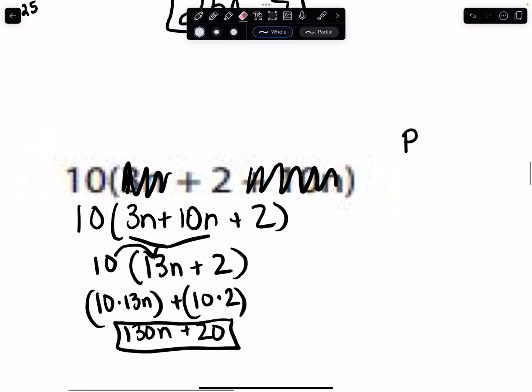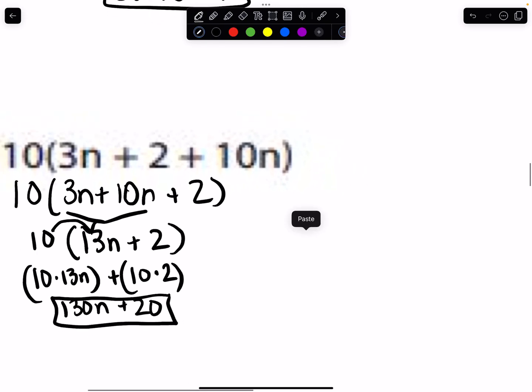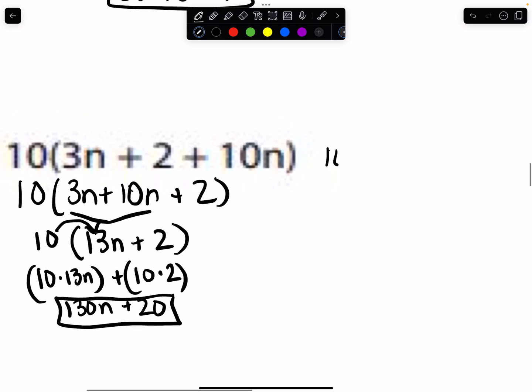Now, if you happen to be a student, like Miss Ehringer, that forgets, whoops, wrong thing, and distributes to everything, I'll show you what happens.